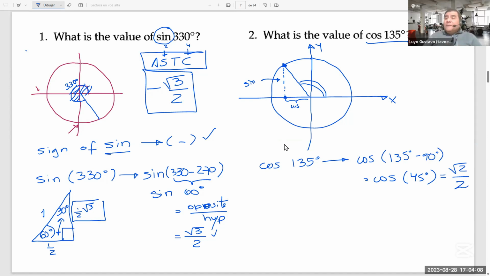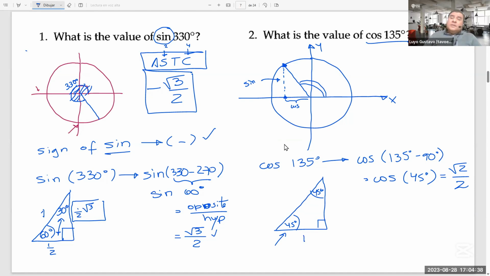Where does this value come from? You can build the value from the special triangle, the isosceles right triangle. Here, 45 degrees, also 45 degrees. So what is the cosine of this angle here? Okay, it's the value of the adjacent. Let's say if this is, for example, right? If this is, for example, let's say it's 1.